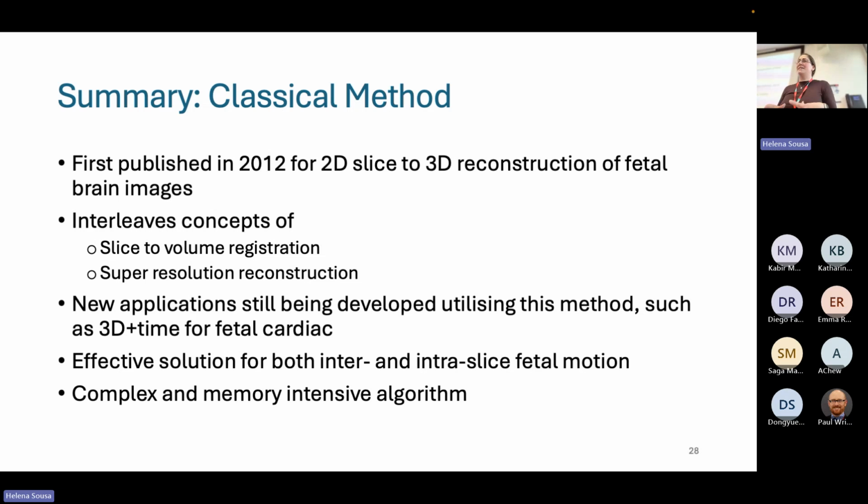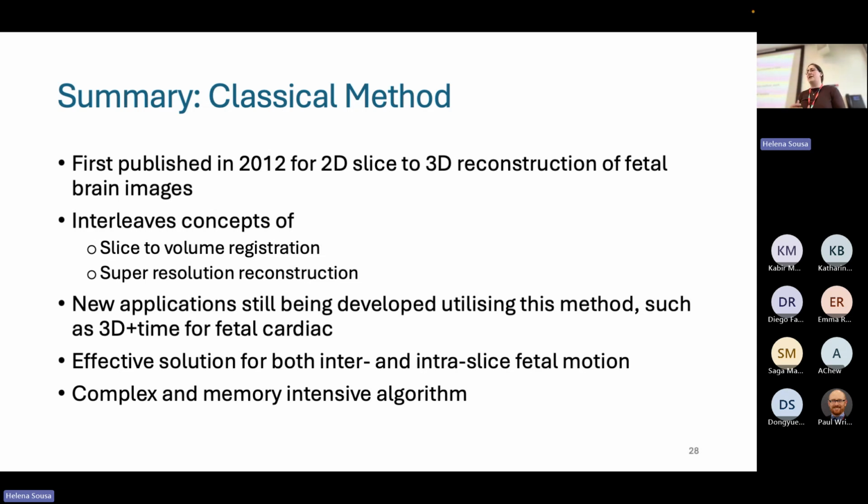So just to summarise this section, the classical method was first published in 2012 for 2D to 3D reconstruction of fetal brain images, and it interleaves the concepts of slice to volume registration and super resolution reconstruction to compensate for motion. But new applications are still being developed and worked on using this method, such as 3D plus time for fetal cardiac, because it is really an effective solution for both intra and inter-slice fetal motion.